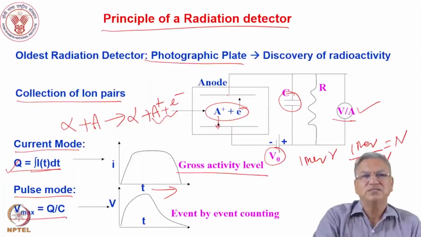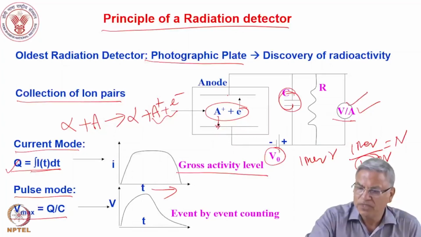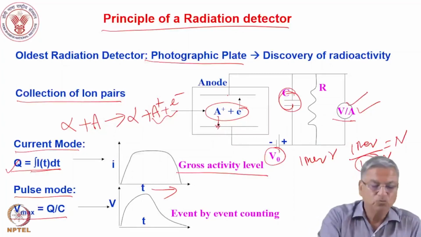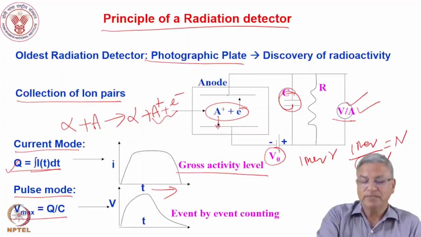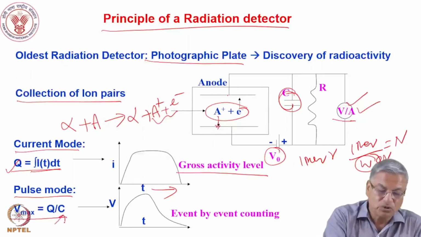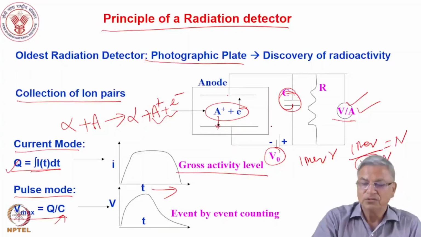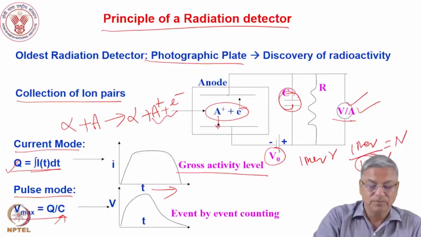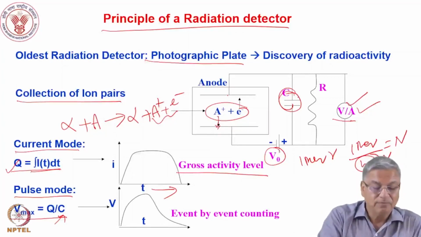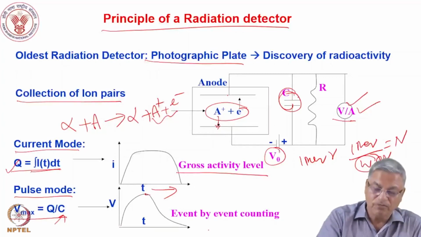Whatever charge is produced, Q, you get a potential voltage at the voltmeter, Q by C. So the maximum that voltage will go depends upon Q upon C, the capacitance of the circuit. Actually, this capacitance is not only this capacitor, but the detector system also will have its own capacitance. The net capacitance of the detector system is involved in determining the voltage. So the voltage will rise, go to maximum, and again fall down. So this is the V max.